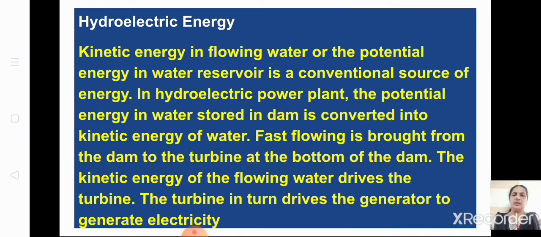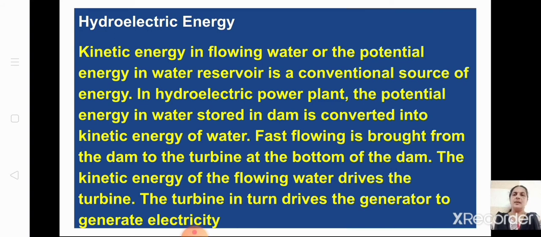Now we are coming to the green energy. Which 3 did we learn as green energy? We learnt about hydroelectric energy, wind energy, and solar energy. Because they are renewable, they are called green energy. In hydroelectric energy, the kinetic energy of flowing water or the potential energy of a water reservoir is the conventional source. I told you always, when the water is stored in the dam, there is potential energy.